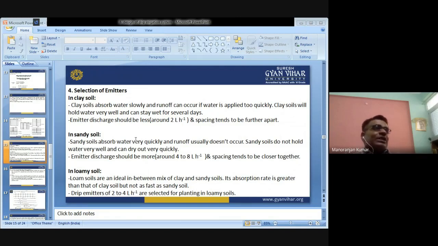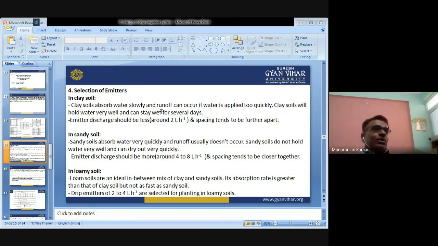Clay soil absorbs water slowly and runoff can occur if water is applied too quickly. Clay soil holds water for a long time and can stay wet for several days. Emitter discharge should be less, around 2 lph, and the spacing tends to be further apart. So if there is clay soil, you should keep the spacing between emitters more in comparison to sandy soil. In sandy soil, we keep the spacing between emitters less, so that you can get the desired wetting pattern of that emitter.